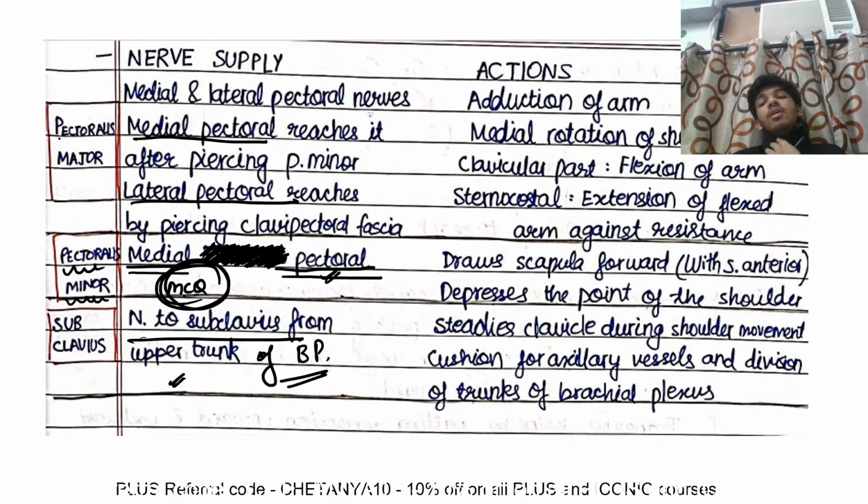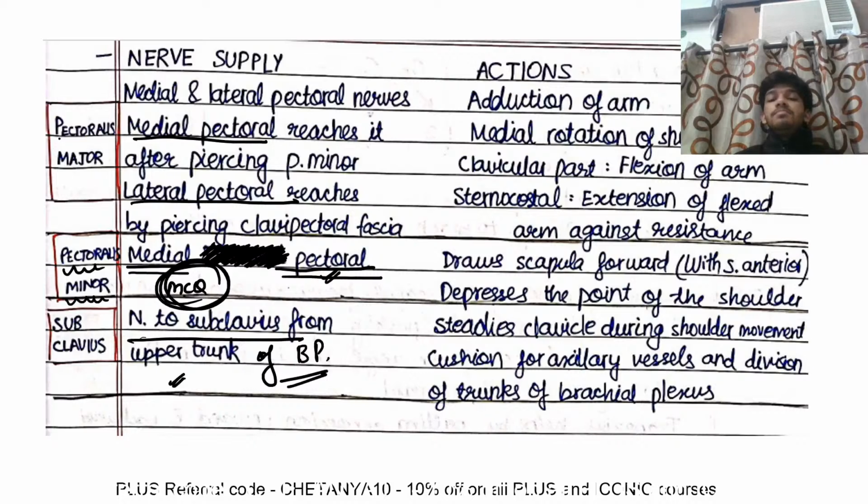If you talk about the clavicular part, if the clavicular part contracts, there will be flexion of the arm. And if the sternocostal part contracts, that's the lower part, that's here, right? The sternocostal part will cause extension of the flexed arm against resistance, right?